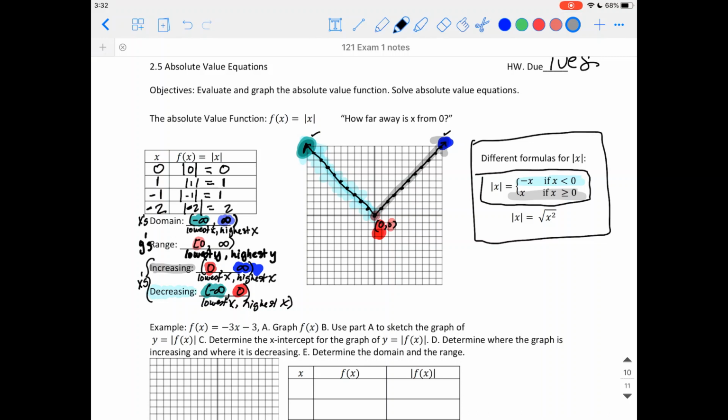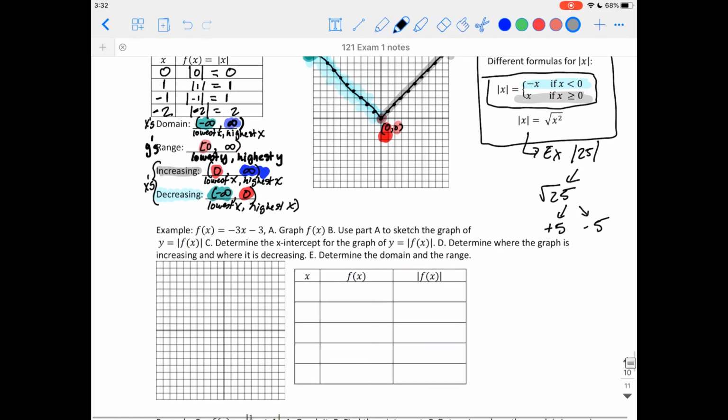And then the second representation: the absolute value of x is equal to the square root of x squared. You need to remember that technically when you take the square root of a number, it's both a positive and a negative number. So for example, if I have the absolute value of 25, it's the same thing as the square root of 25, which technically gives you two answers, positive 5 and negative 5.